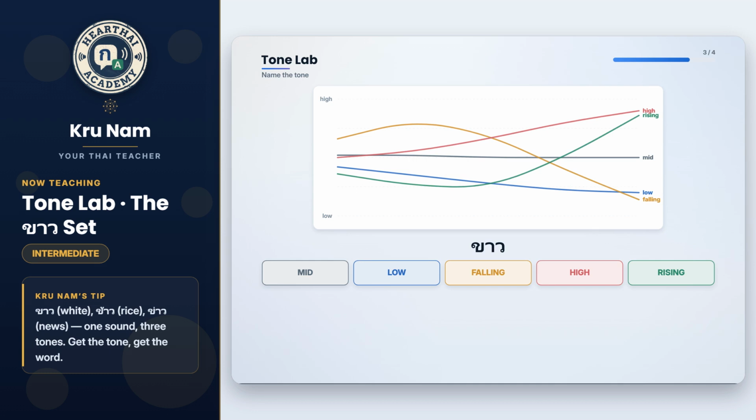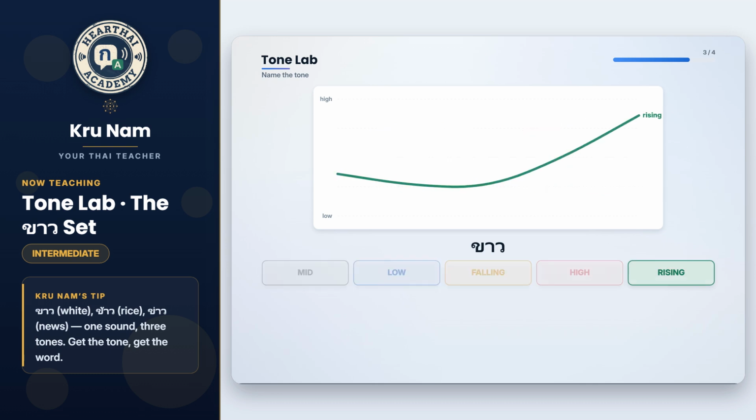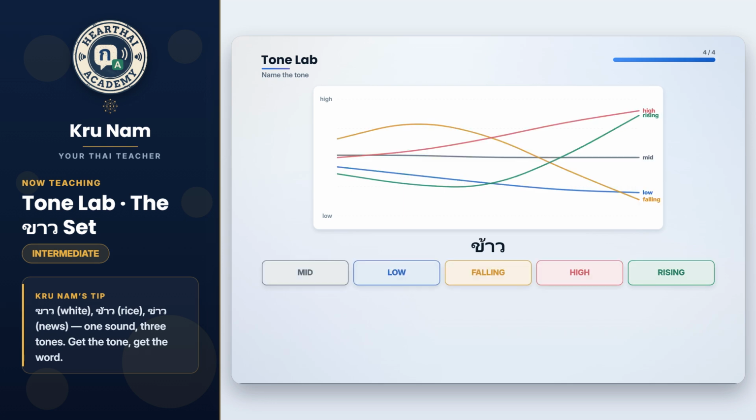Alright, ears only. I'll say 1. You catch the tone before I tell you. Listen. Khao, khao. Did it climb up like a question, drop off a cliff, or sit low? It rose, so that's khao, white, rising tone. If you pictured white, your ear is already doing its job.